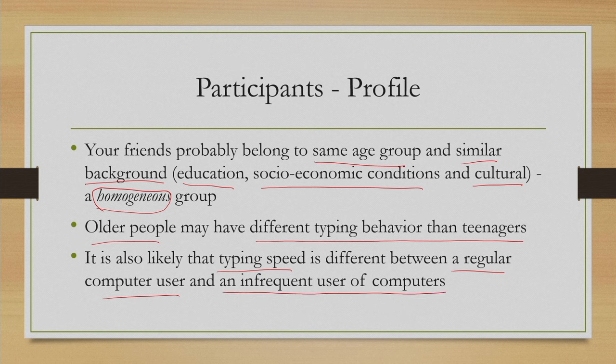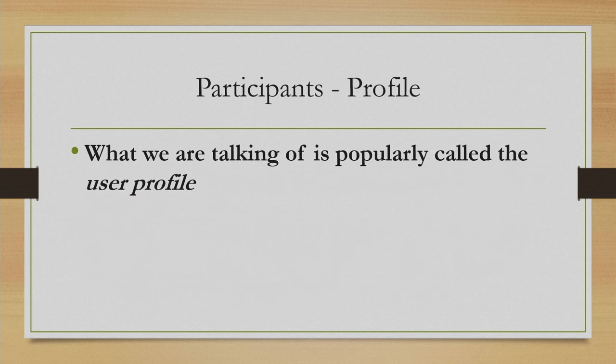That is another common sense knowledge, that if your friends are regular computer users, their typing speeds are likely to be different than someone who is not a regular computer user. So, there are several issues with the choice of the friends as participants. Essentially, what we are referring to here is user profile. When we choose participants, we should be aware of the profile of the users. This is more popularly called user profile, and this term occurs very frequently in the relevant literature. So, you should be aware of this term, user profile.